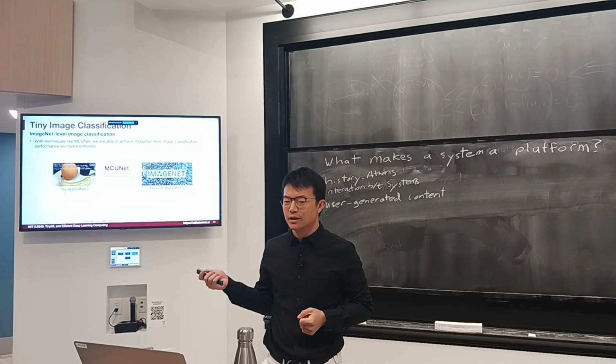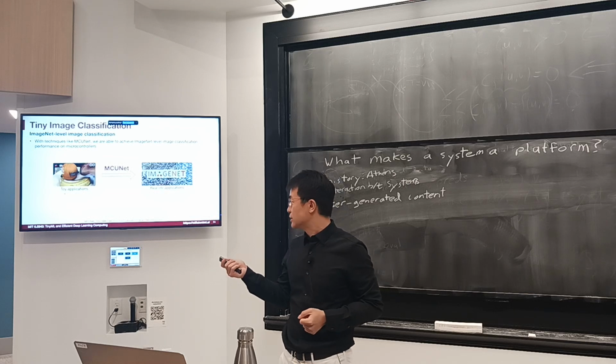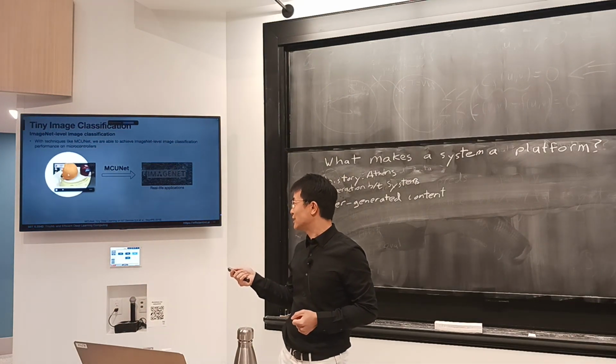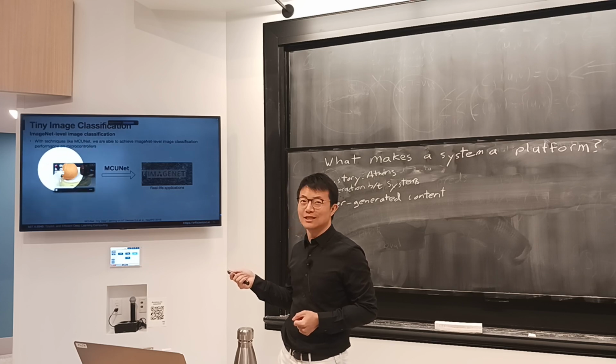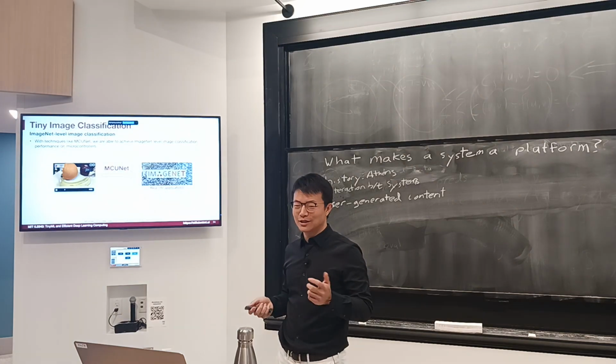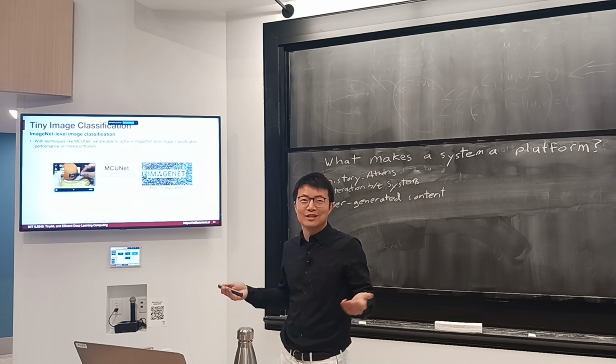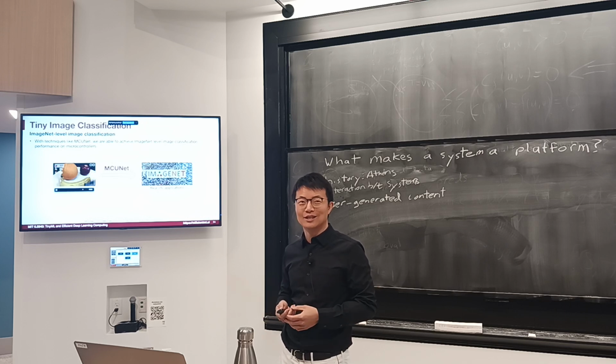This is a demo from Google showing the microcontroller can do very simple classification between oranges, bananas, and apples. And here is the probability. Actually, this is super easy. You don't even need a neural network. You can just look at the RGB colors and easily distinguish different fruits.